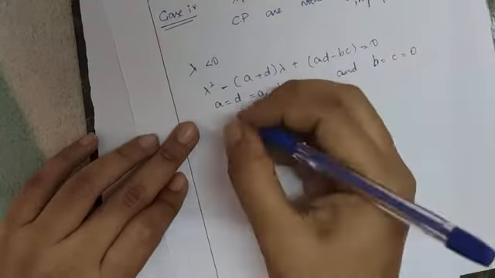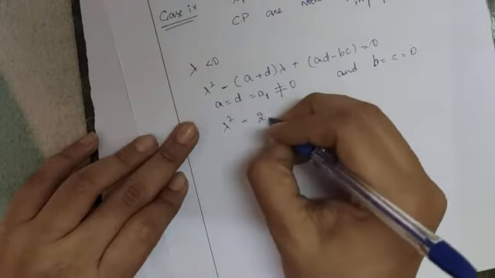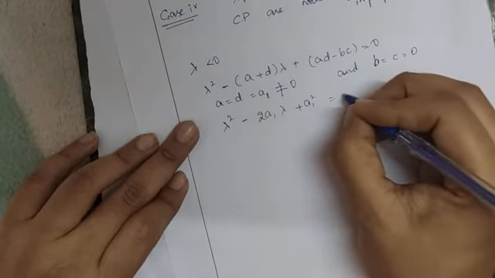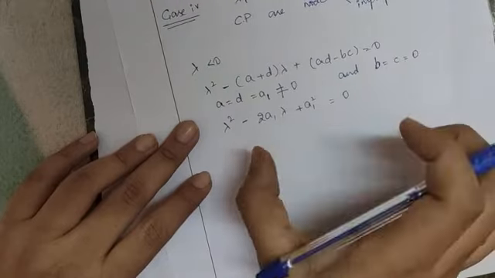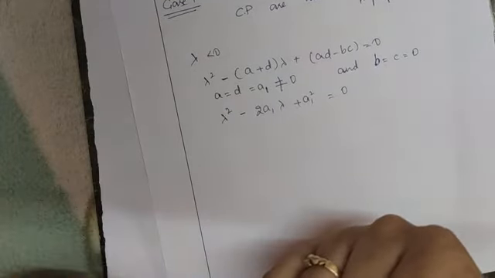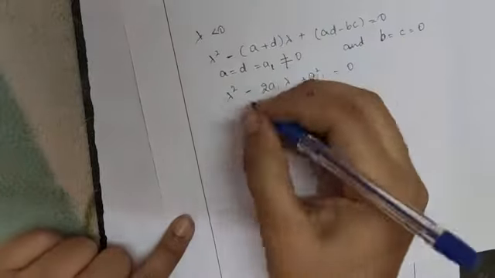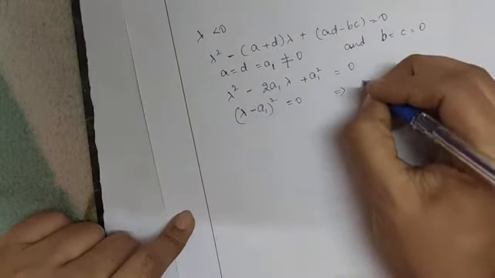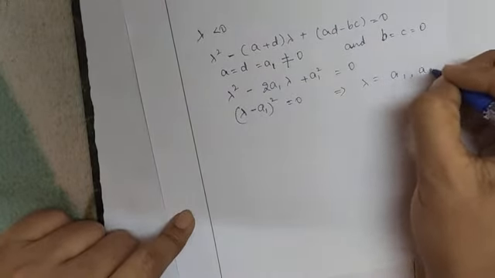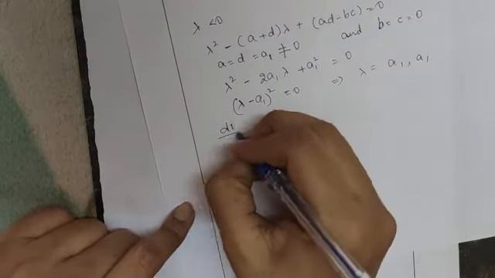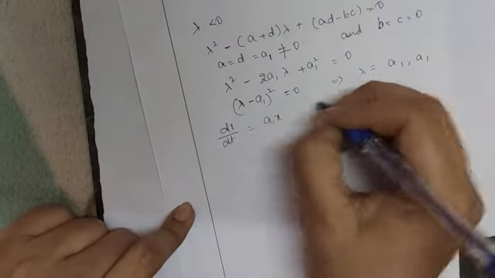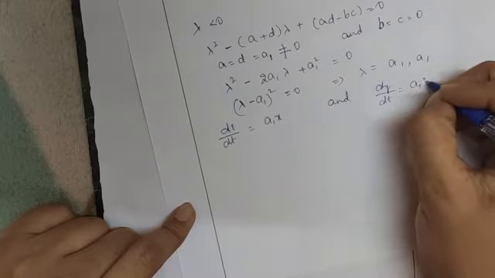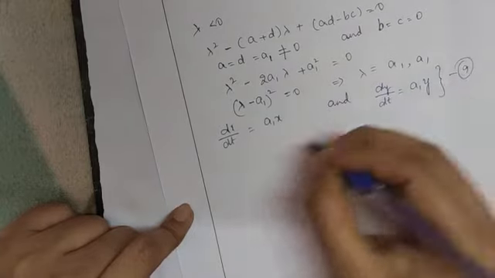Okay, if this is the case, you will get lambda square minus 2a1 lambda plus a1 square is equal to 0. I'm just writing the condition for getting equal eigenvalues. So we can write this as (lambda minus a1) whole square is equal to 0. This is nothing but lambda is equal to a1, a1. So dx by dt will be equal to a1 into x, and dy by dt will be equal to a1 into y. This is equation number 9.